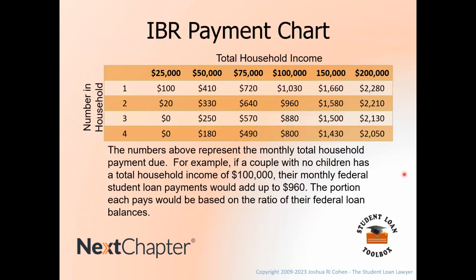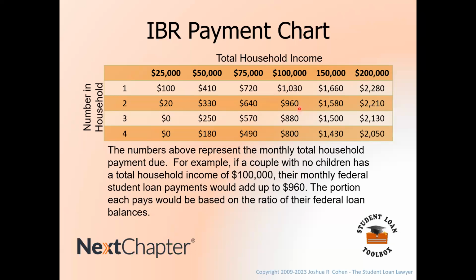All right. So again, here's a sample chart. I like a couple of two, a family of two with $100,000 income. So if both husband and wife have student loans and their combined income is $100,000, their combined household payment is $960. They will divide that $960 pro rata.